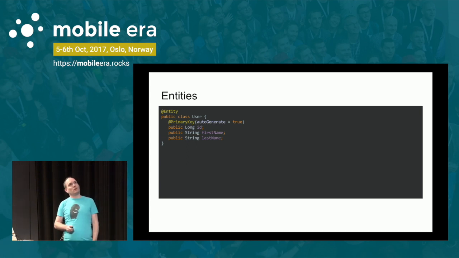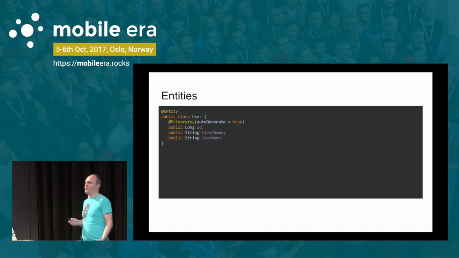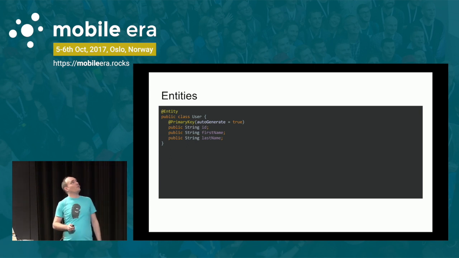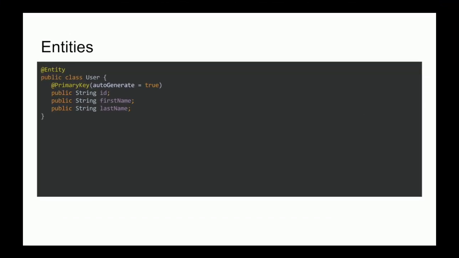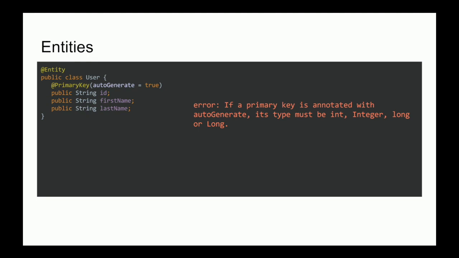But oftentimes your IDs are not numbers. So Room allows you to make this a string. No problem. But if you do this and then hit compile, Room will greet you with this nice error saying, this is a primary key, it's annotated with auto-generate, and I basically have no idea how to generate a string for you. Which is fine.